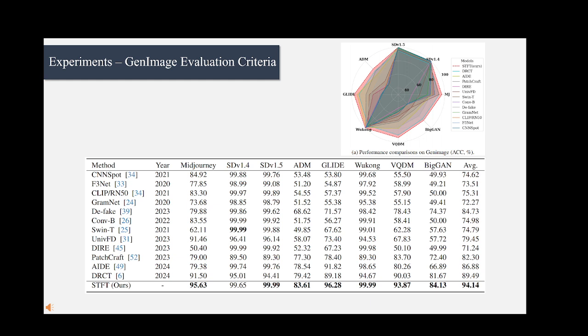Experiments. To verify the model's generalization ability across diverse generative models, this section follows the GenImage evaluation criteria and compares our approach with 12 leading forgery detection models. All models are trained on the SDV 1.4 subset of GenImage and evaluated on multiple test sets. As shown, our proposed STFT achieves over 89% accuracy on the BigGAN dataset and achieves state-of-the-art accuracy on 7 of the 8 subdatasets, significantly outperforming existing forgery detection methods.